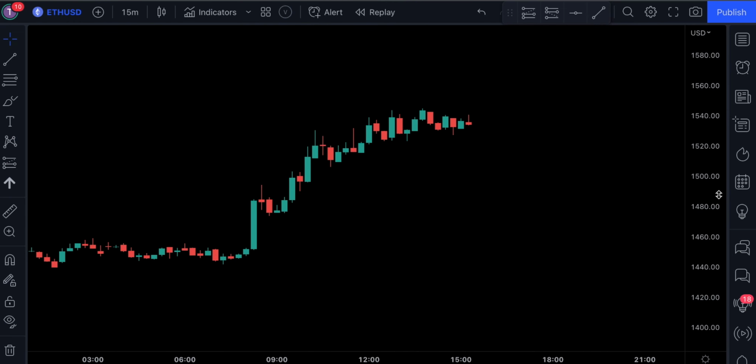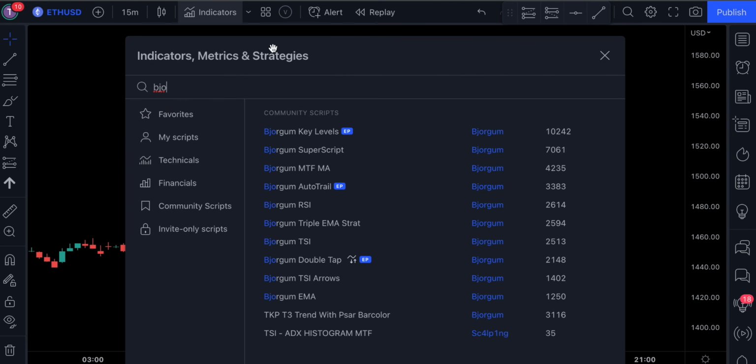Alright, we're currently looking at the price of Ethereum USD on a 15-minute time frame, and the indicator I'm about to show you is called the Bjorgum Key Levels. Bjorgum Key Levels by Bjorgum, make sure you save it to your collection.